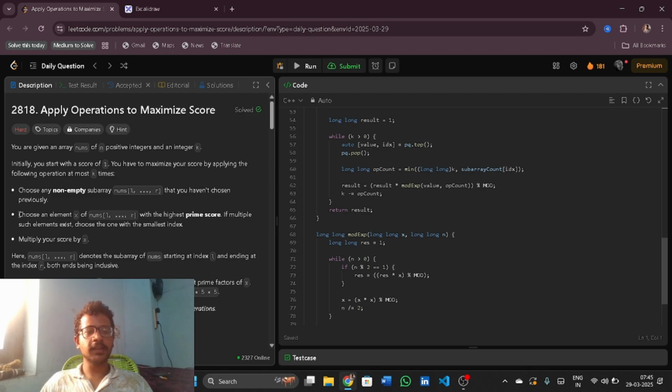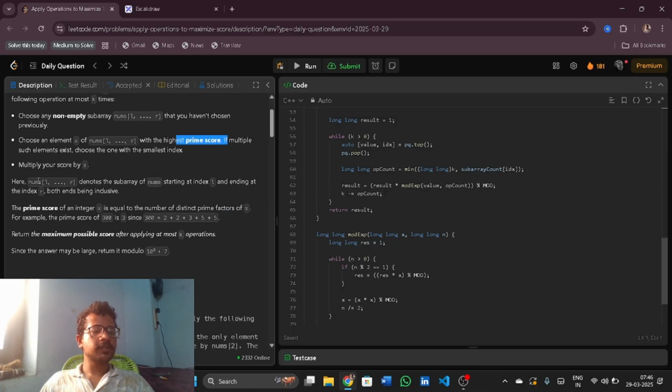So they are saying we need to select an element x from this subarray L to R with the highest prime score. Now let us see what this prime score is. By choosing the element, multiply your score by x. Here, nums[L..R] denotes the subarray of nums starting at index L and ending at index R, both ends being inclusive. That means L and R are also taken into consideration.